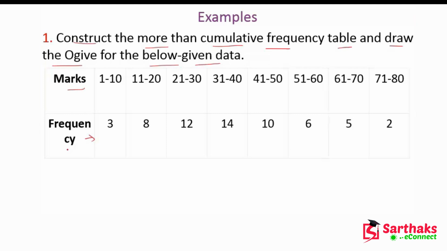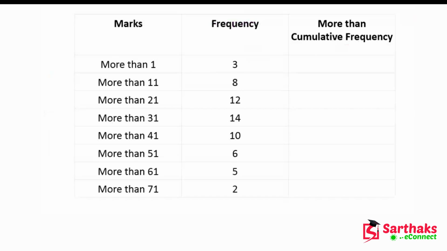Yes, more than cumulative frequency. So for this we have to find the cumulative frequency. So more than cumulative frequency is found like this, let's suppose we have a table like this. Here is marks, here is frequency, and we have to find more than cumulative frequency. So for more than cumulative frequency we have to add the succeeding cumulative frequencies. Okay, I hope you get this point.